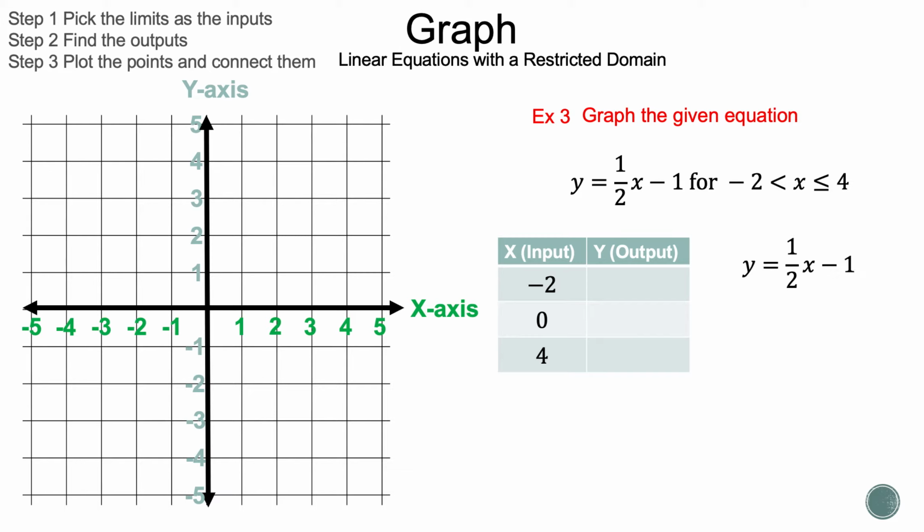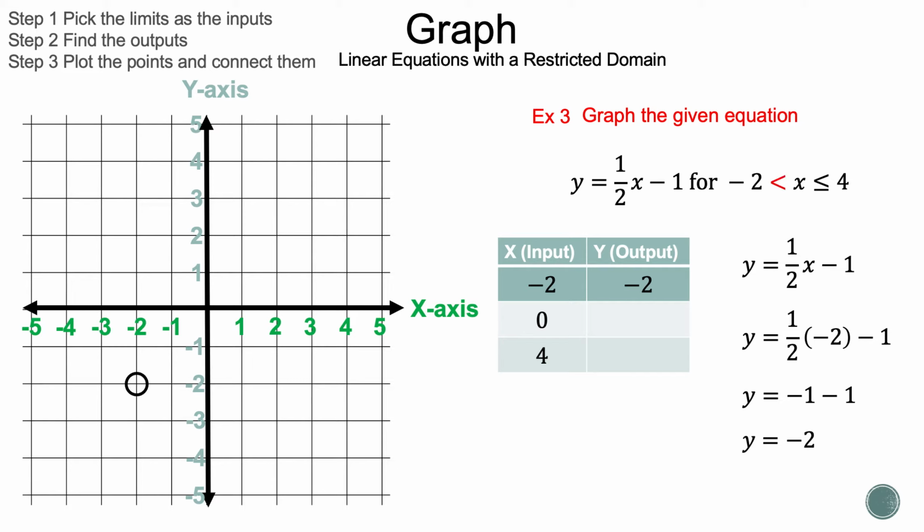Let's start to show our work. Let's write the equation down. y is equal to 1/2 x minus 1. Let's substitute the first value of x that we have, which is negative 2. So now we have 1/2 times negative 2 minus 1, and 1/2 times negative 2 is negative 1. Now we have negative 1 minus 1, and the result of that is negative 2. So that output, or that value of y, now goes into our table, and now we have negative 2 as our first point to graph.